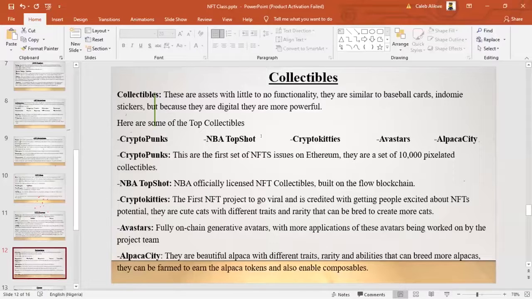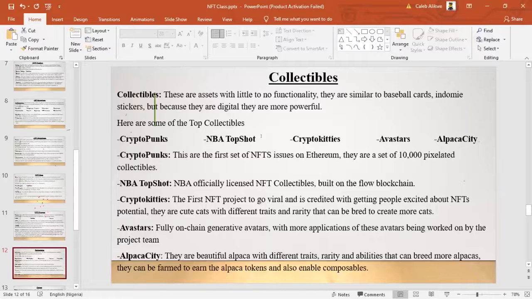CryptoPunks, these are the first NFTs issued on Ethereum. They're just a set of 10,000 pixelated collectibles, and they are very, very expensive. I think one of these CryptoPunks sold for over 1,500 Ethereum or so. Yeah, so expensive. And NBA Top Shot is officially licensed NFT collectibles built on a blockchain. So NBA partnered with Dapper Labs, and Dapper Labs creates NFTs of certain activities that go viral.